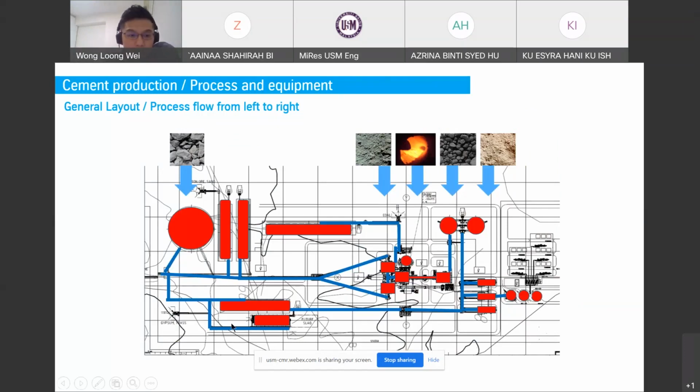So if I look here, the football field is maybe just a small corner in the whole cement plant, and the plant's total area is about 40 to 50 football fields or even higher. And the quarry itself is at least 4 to 5 times bigger than the cement plant. So this gives you a very quick understanding of how big a cement plant is.